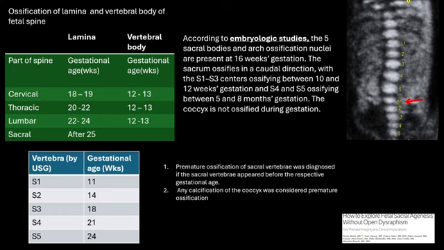Coming to the ossification of the sacral vertebra, it starts in a craniocaudal direction. S1 is visible by ultrasound by approximately 11 weeks, and S2 by 14 weeks, S3 by 18 weeks, S4 by 21 weeks, and S5 by 24 weeks of gestation.